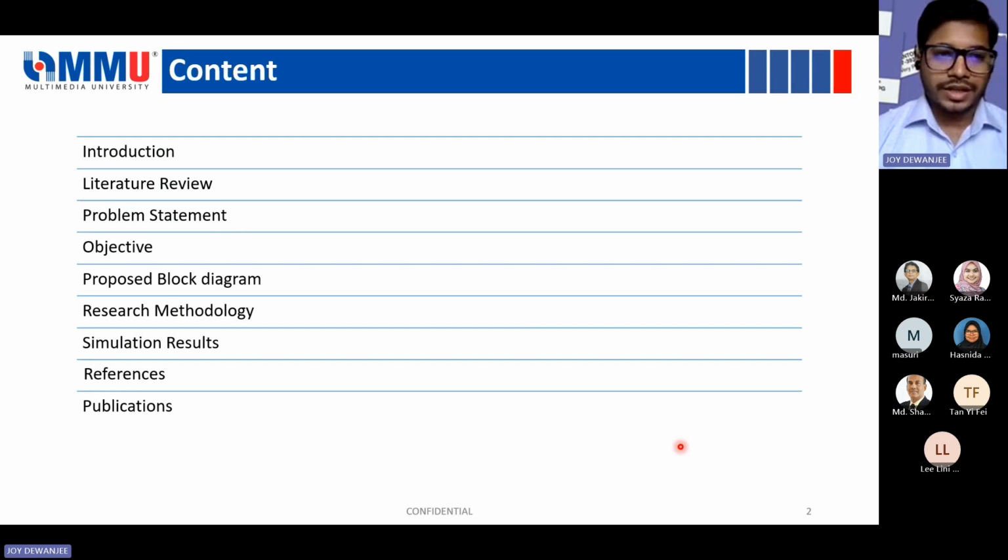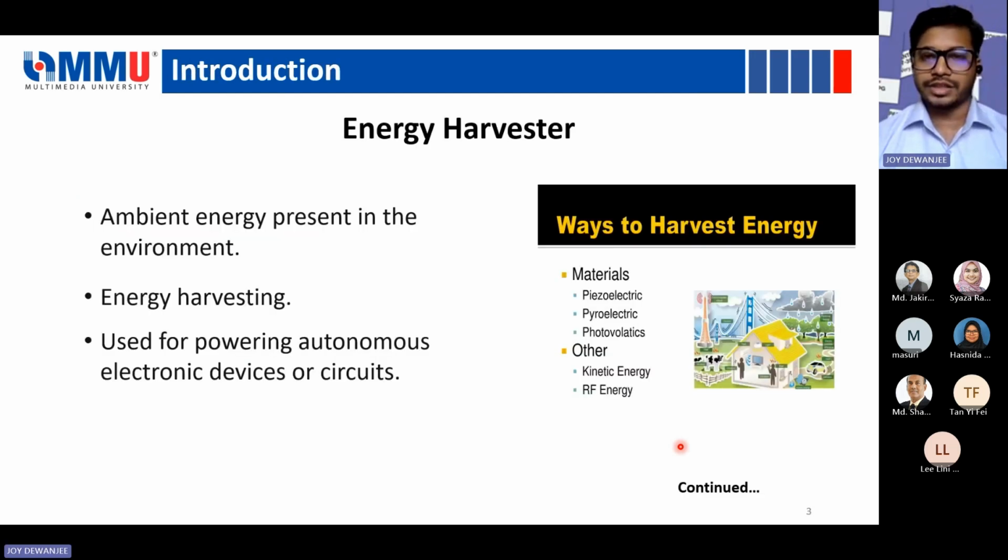Today I'm going to discuss the introduction, literature review, problem statement, objectives, proposed block diagram, research methodology, simulation results, references, and what I have done in my 2 years in publication. Moving to the introduction: energy harvesting, also known as energy scavenging, is the conversion of ambient energy sources, such as solar, vibration, thermal, and fluid flow, which can generate electricity for powering autonomous electronic devices or circuits.